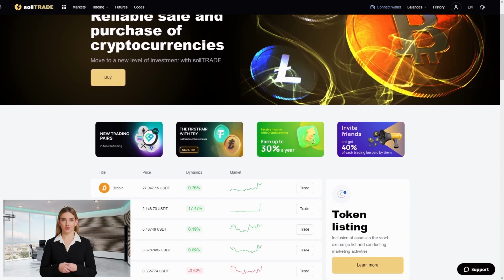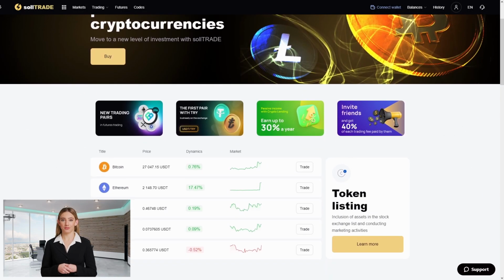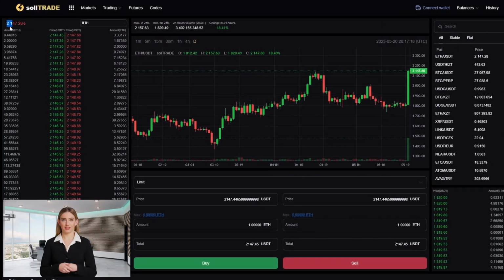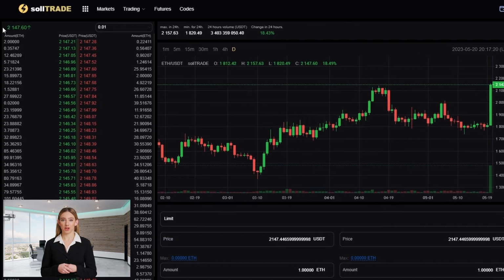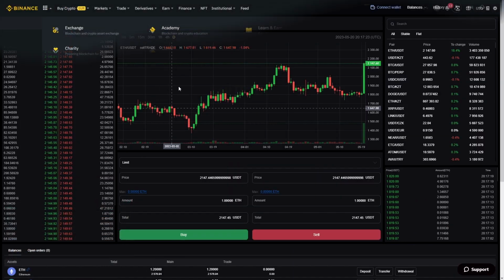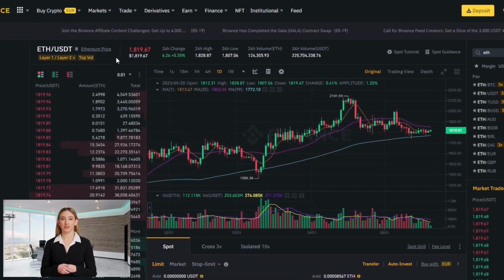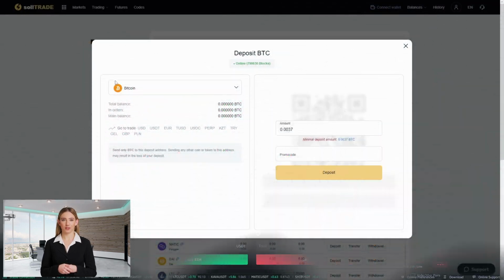Today, I will teach you how to earn on Litecoin arbitrage using the SolTrade crypto exchange. The price of Ethereum on the exchange is more than $2,147. As you can see on this exchange, the cryptocurrency rate is 10% higher than on Binance.